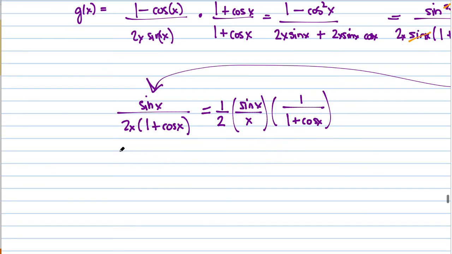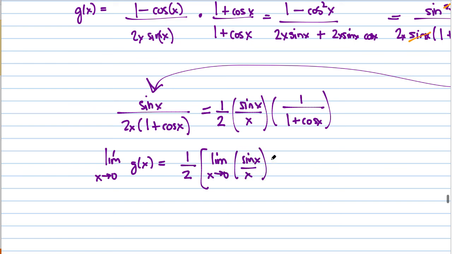So now we can start getting back into the limit part. This right here is my g of x. So the limit as x approaches 0 of g of x would be the same as 1/2, because I can pull the 1/2 out, times the limit as x approaches 0 of sine x over x. And we know this one, that's 1.